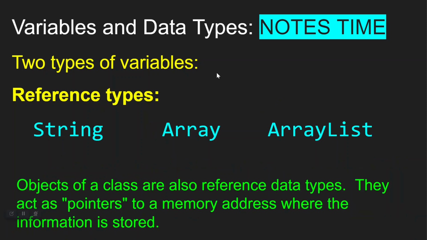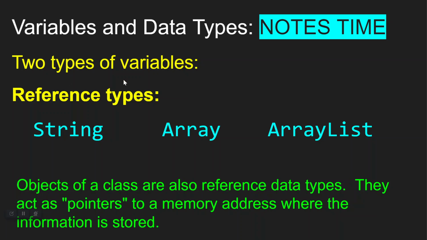Now there are also what are called reference data types. Reference data types are easy to spot because they are always capitalized. So you'll notice the S in String is capitalized. When we get to arrays and ArrayLists later on in the class, you'll notice again that they are capitalized, and that's because they are reference data types. And then objects of a class are also reference data types. Reference data types act as pointers to a memory address where the information is being stored.